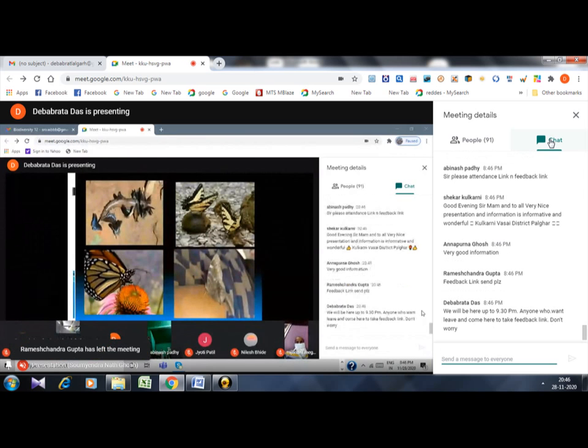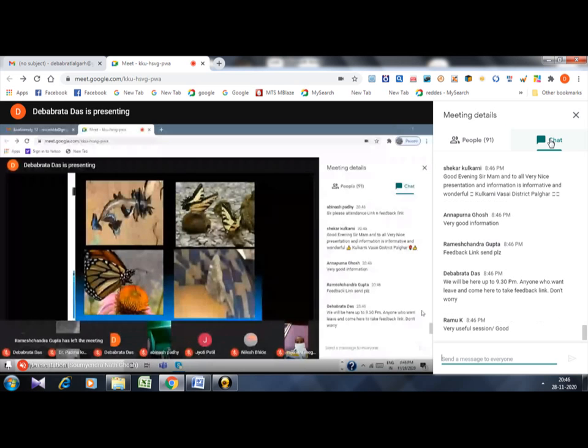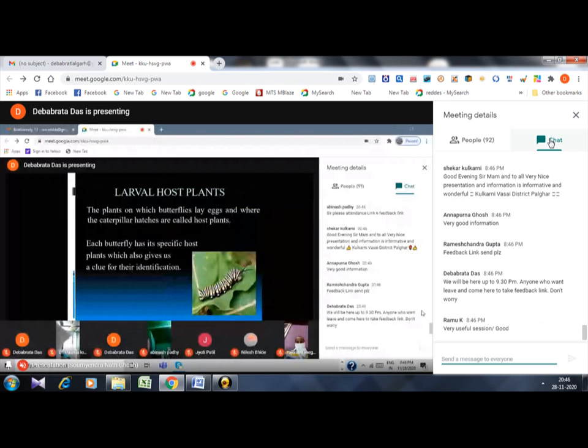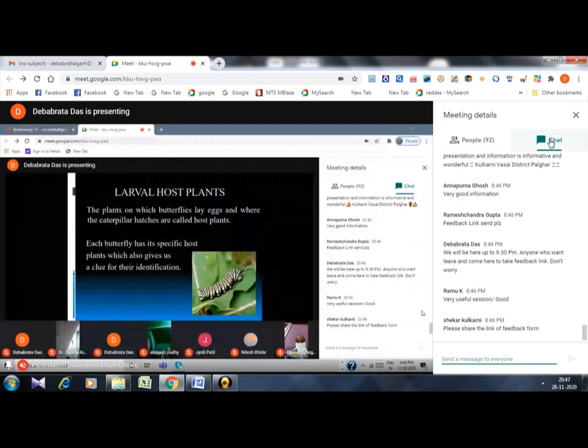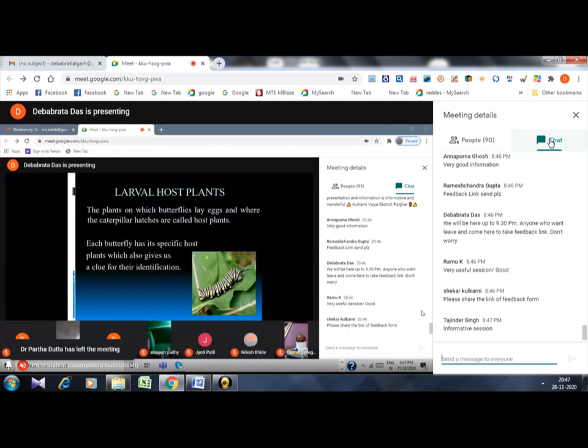Then we come to the larval host plant. So commonly, what do you know about a host? When a party is organized, the organizer of the party is known as the host. And here also, when the caterpillar is growing on some plant, that plant is known as the larval host plant. Larvae means the caterpillar, so that's a larval host plant.